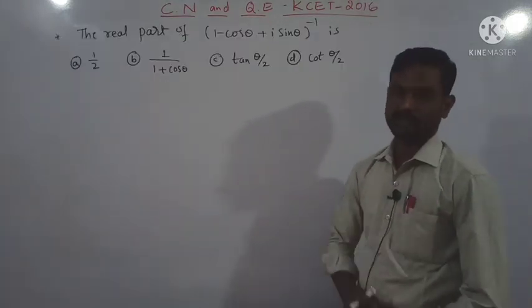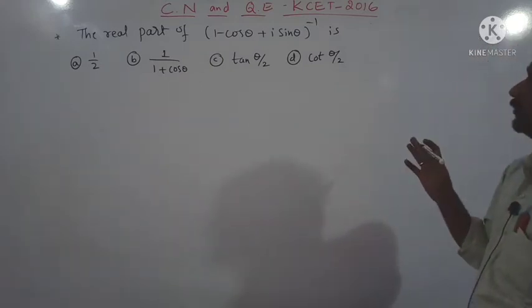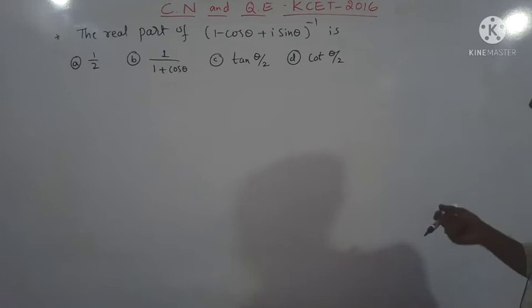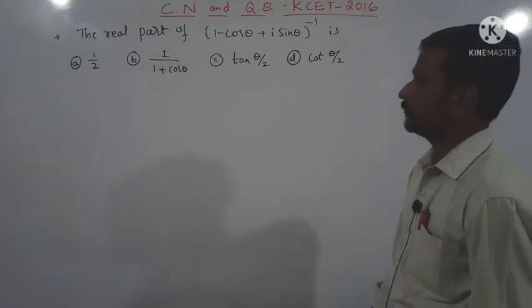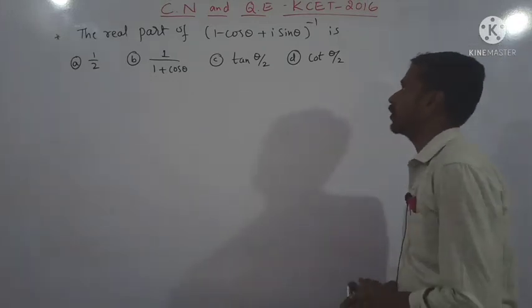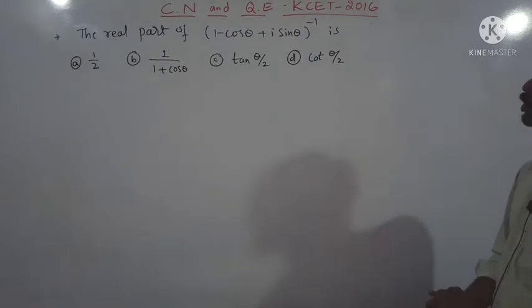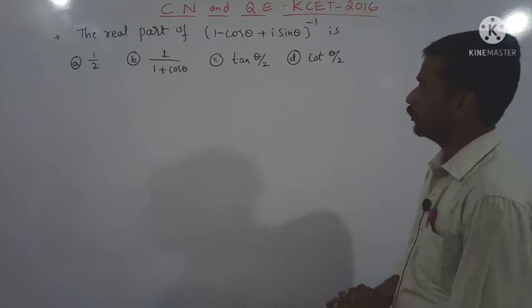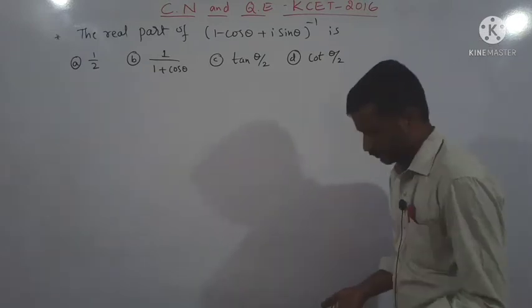Till now we discussed the questions asked in the year 2015. Now I am moving towards the questions asked in the year 2016. The first question is: the real part of 1 minus cos theta plus I sin theta whole to the power of minus 1 is: 1 by 2, 1 divided by 1 plus cos theta, tan theta by 2 and cot theta by 2.